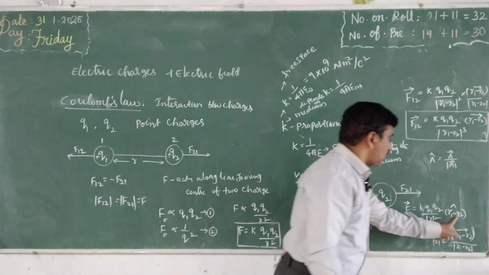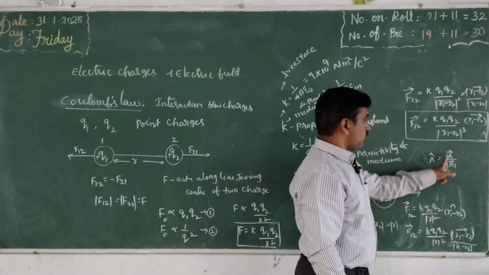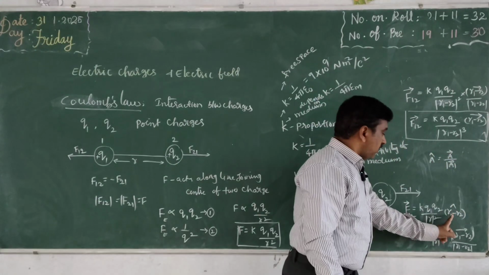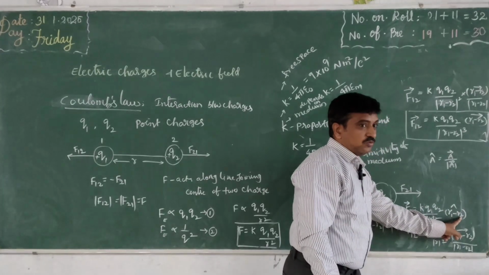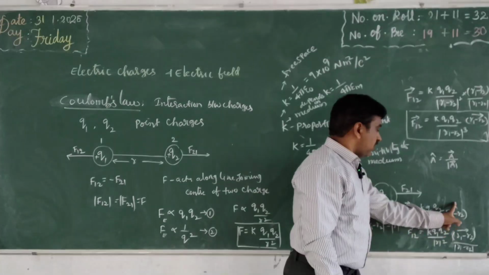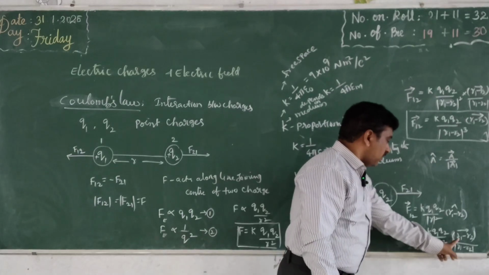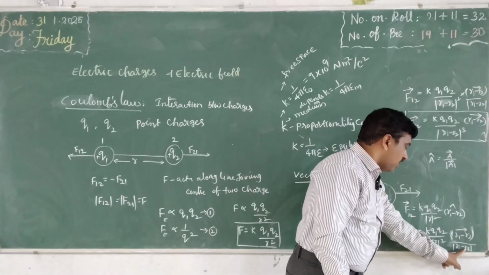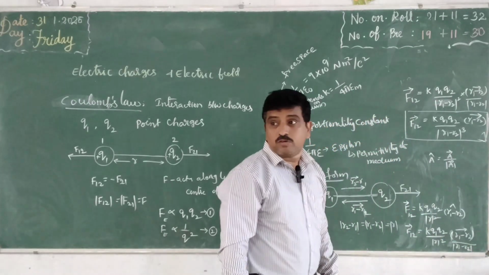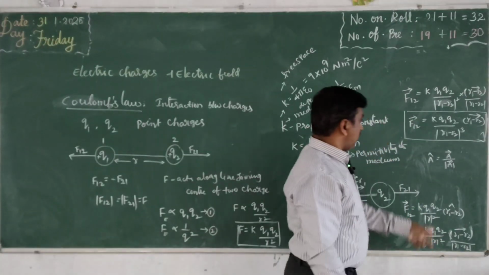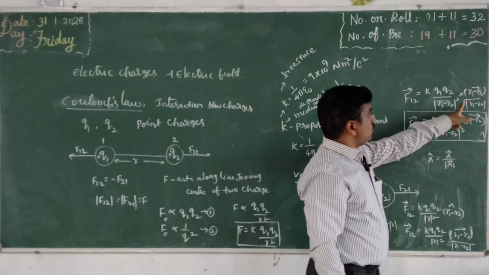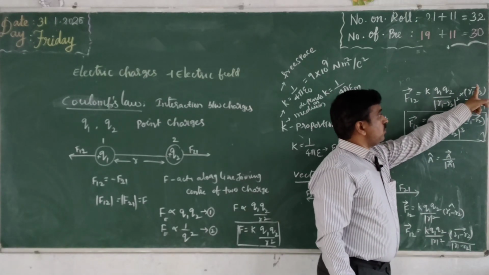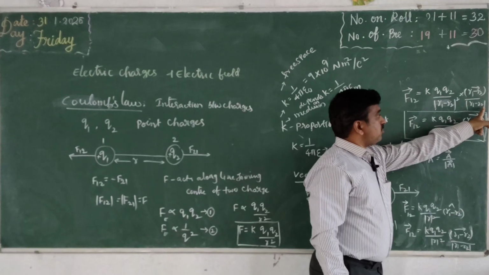R1 minus R2 cap: for example, for A cap, how do we write it? A vector by modulus of A. So we can write R1 minus R2 cap as the R1 minus R2 vector by the magnitude of R1 minus R2, modulus of R1 minus R2. Now R square we can write as modulus of R1 minus R2 whole square. Here we have the R1 minus R2 vector by modulus of R1 minus R2.